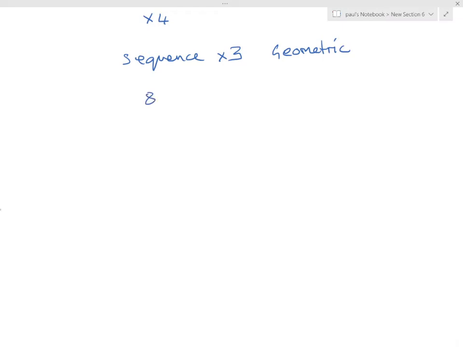So you could have 8, 80, 800, 8,000. This is a geometric sequence because we start with 8 and we multiply by 10 every time. A geometric sequence.